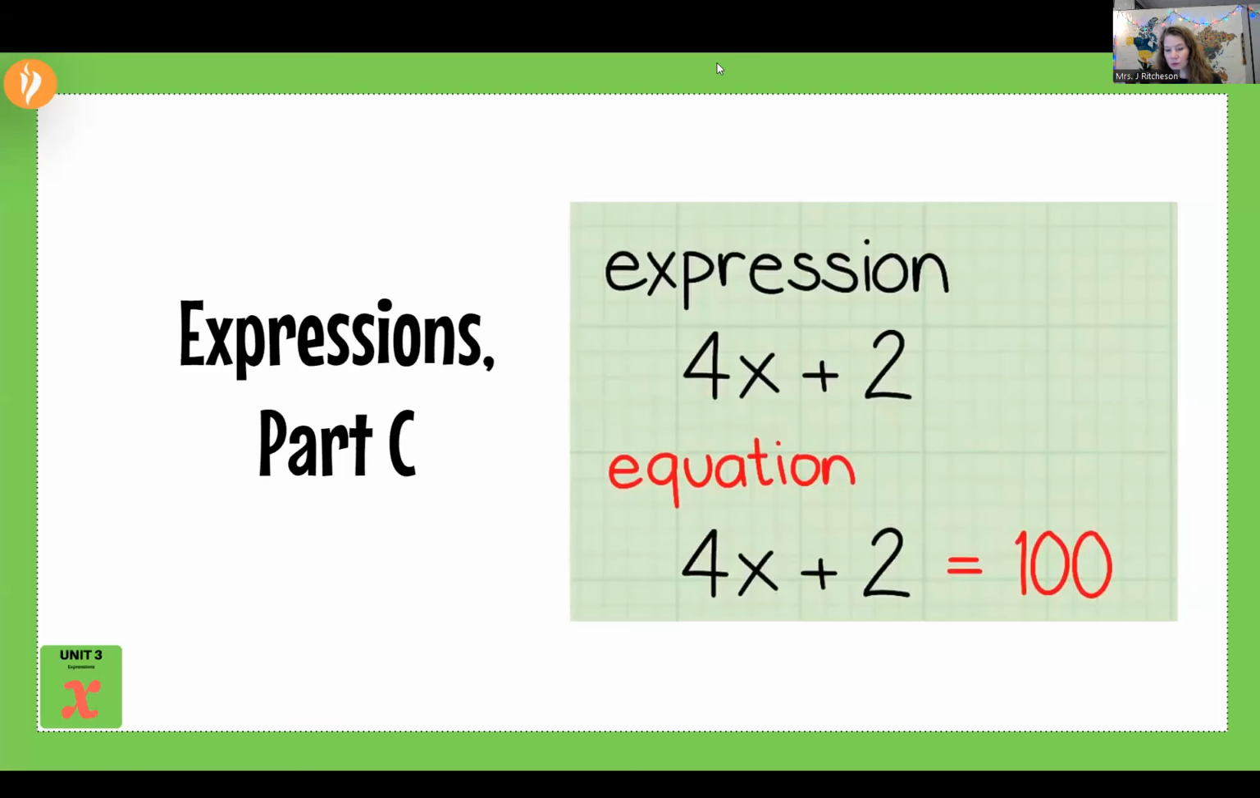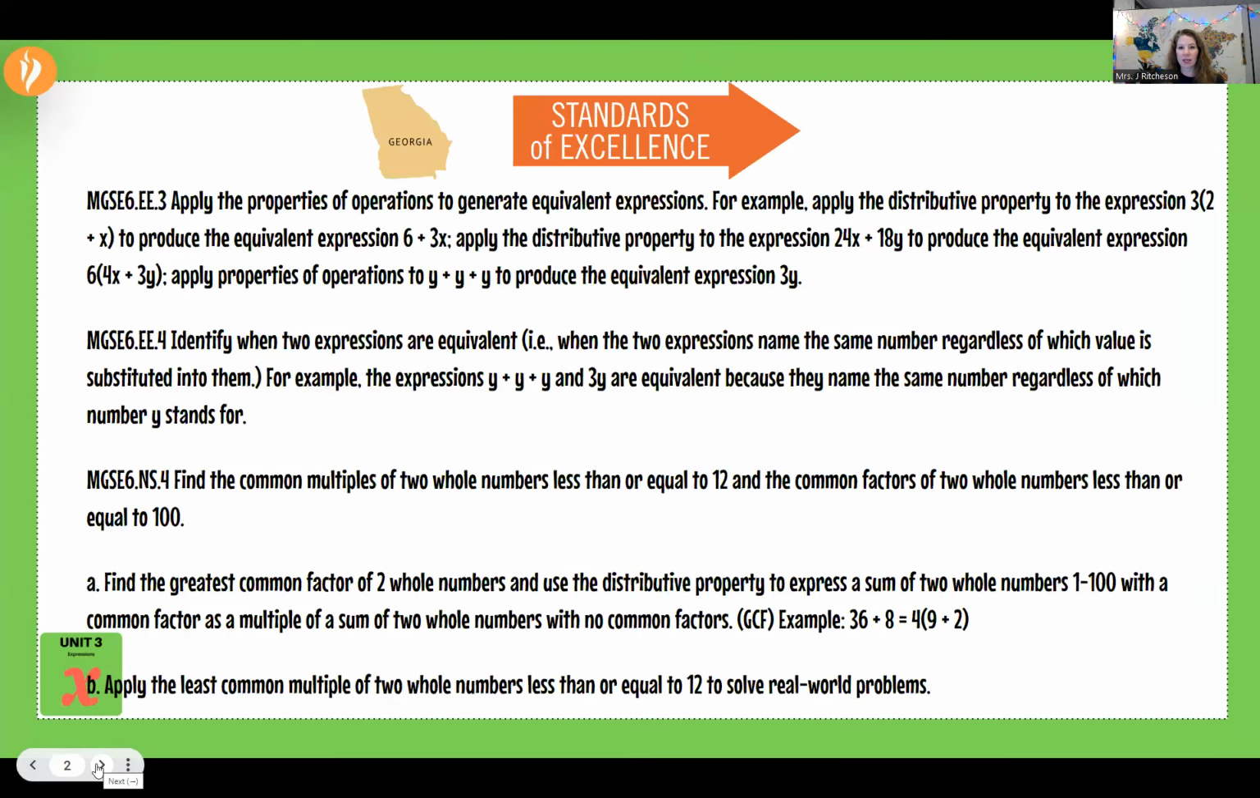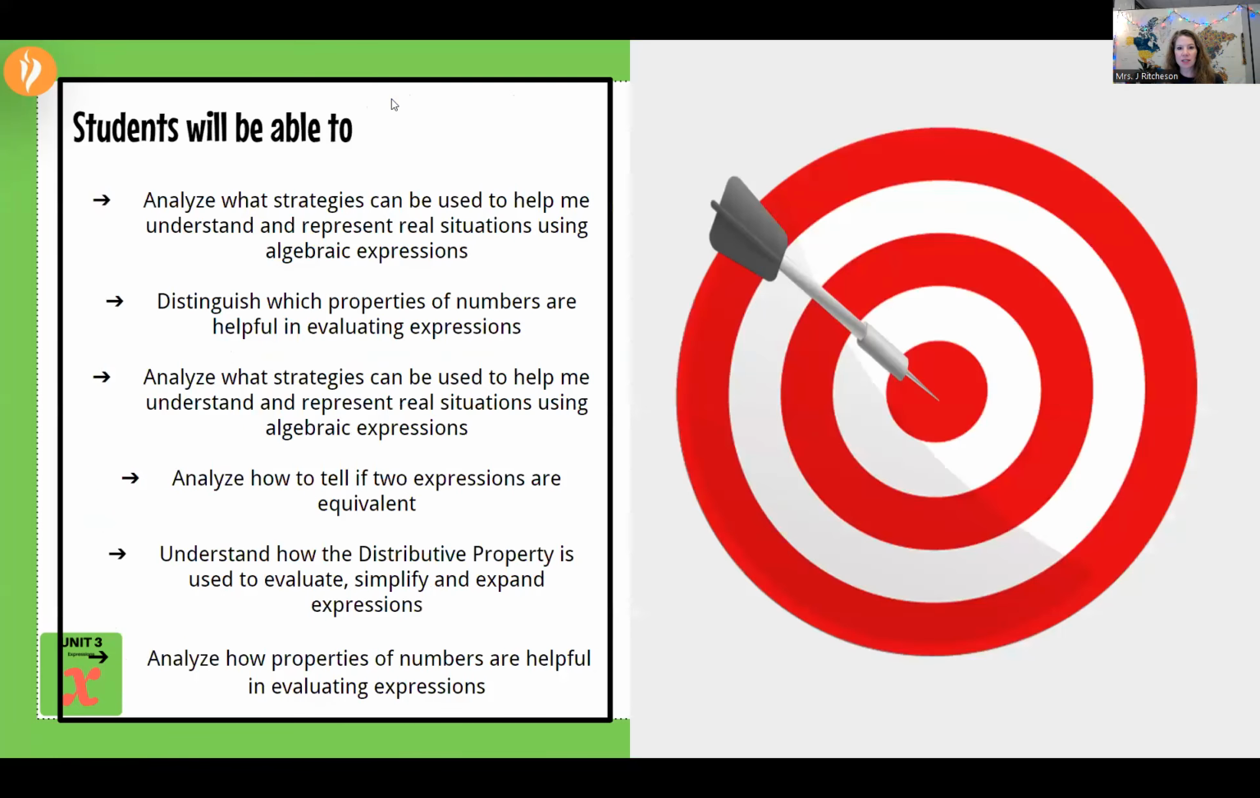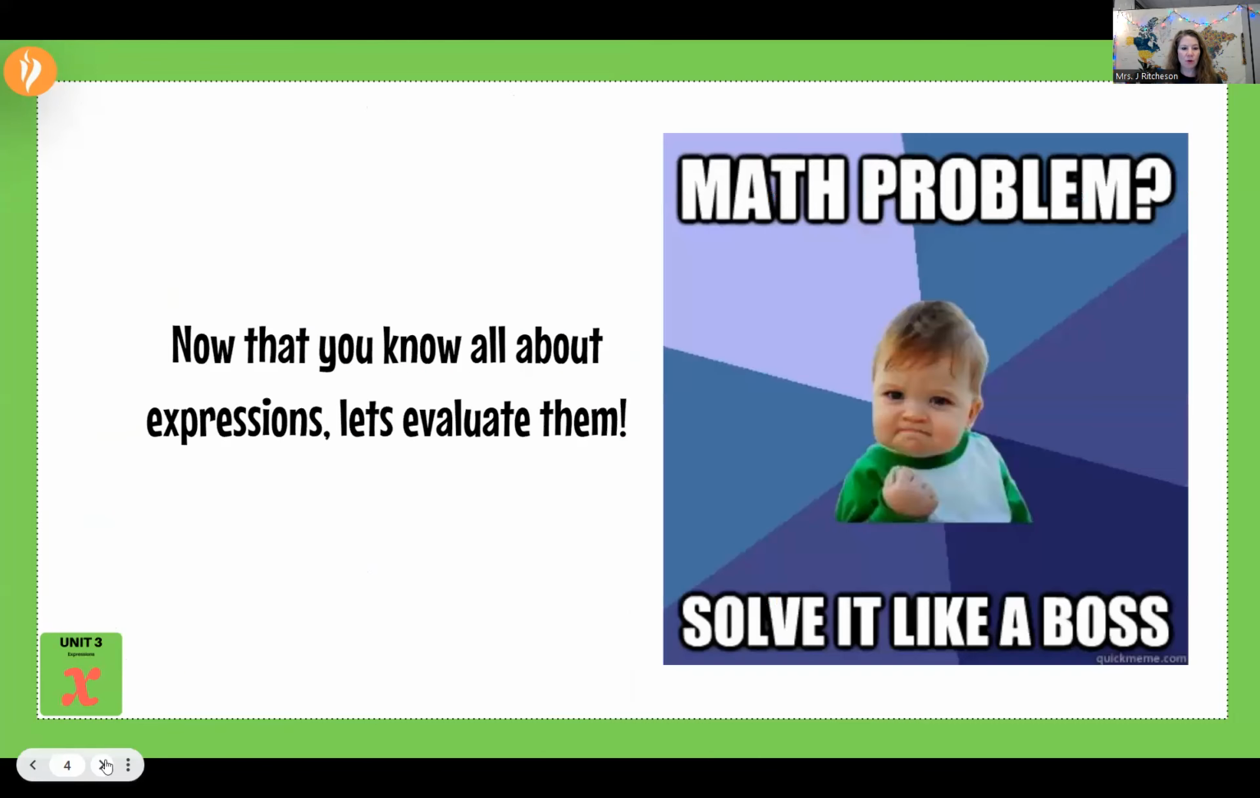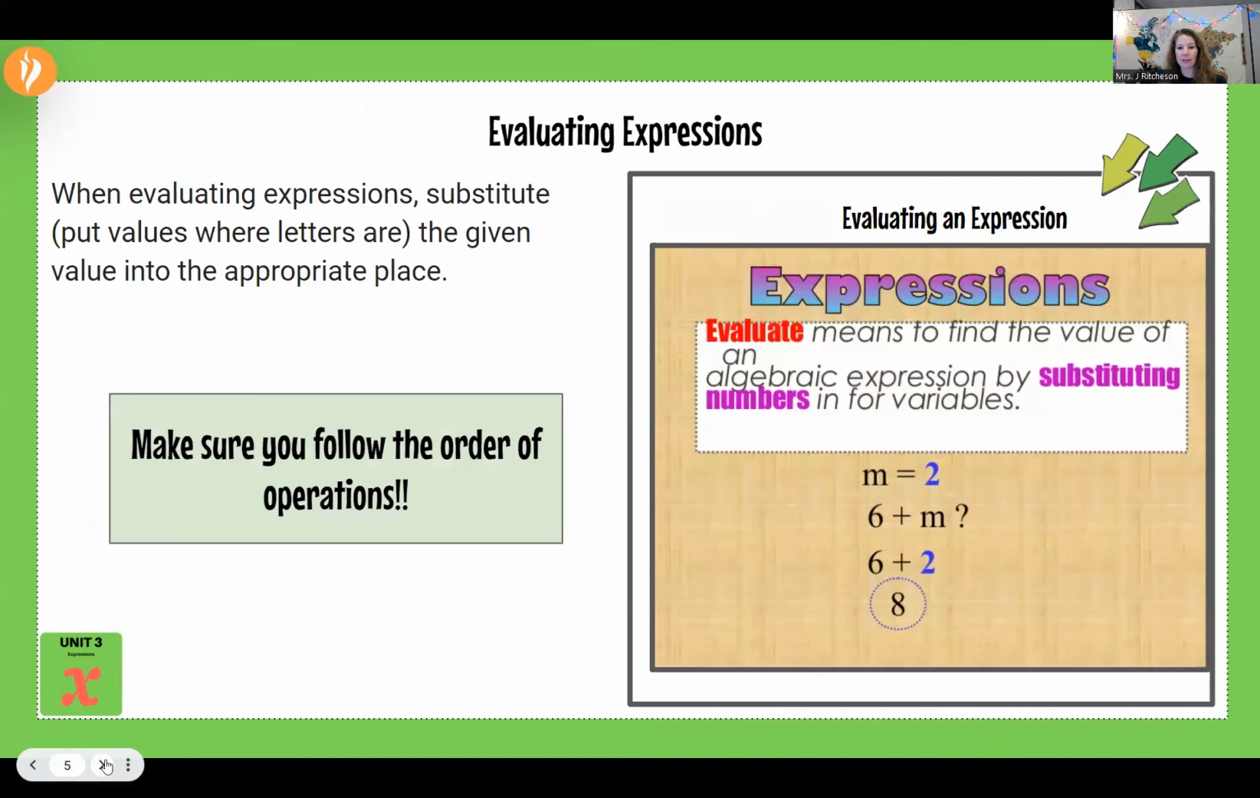All right, kiddos, we are going to finish up this unit very soon. So let's get into the last part of our expressions slide deck. Once again, here are our standards. These are our learning targets. And now that you know all about expressions, let's evaluate them.